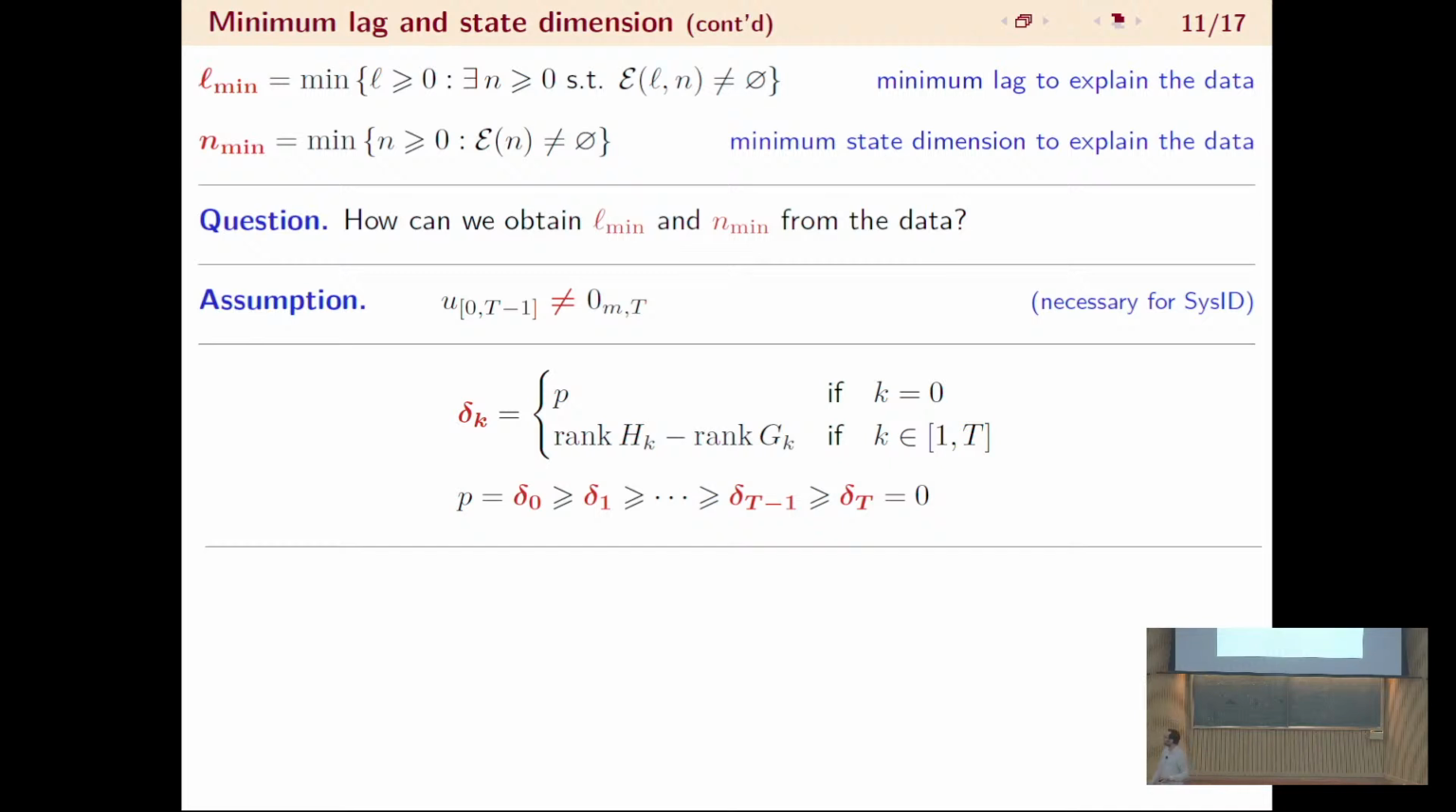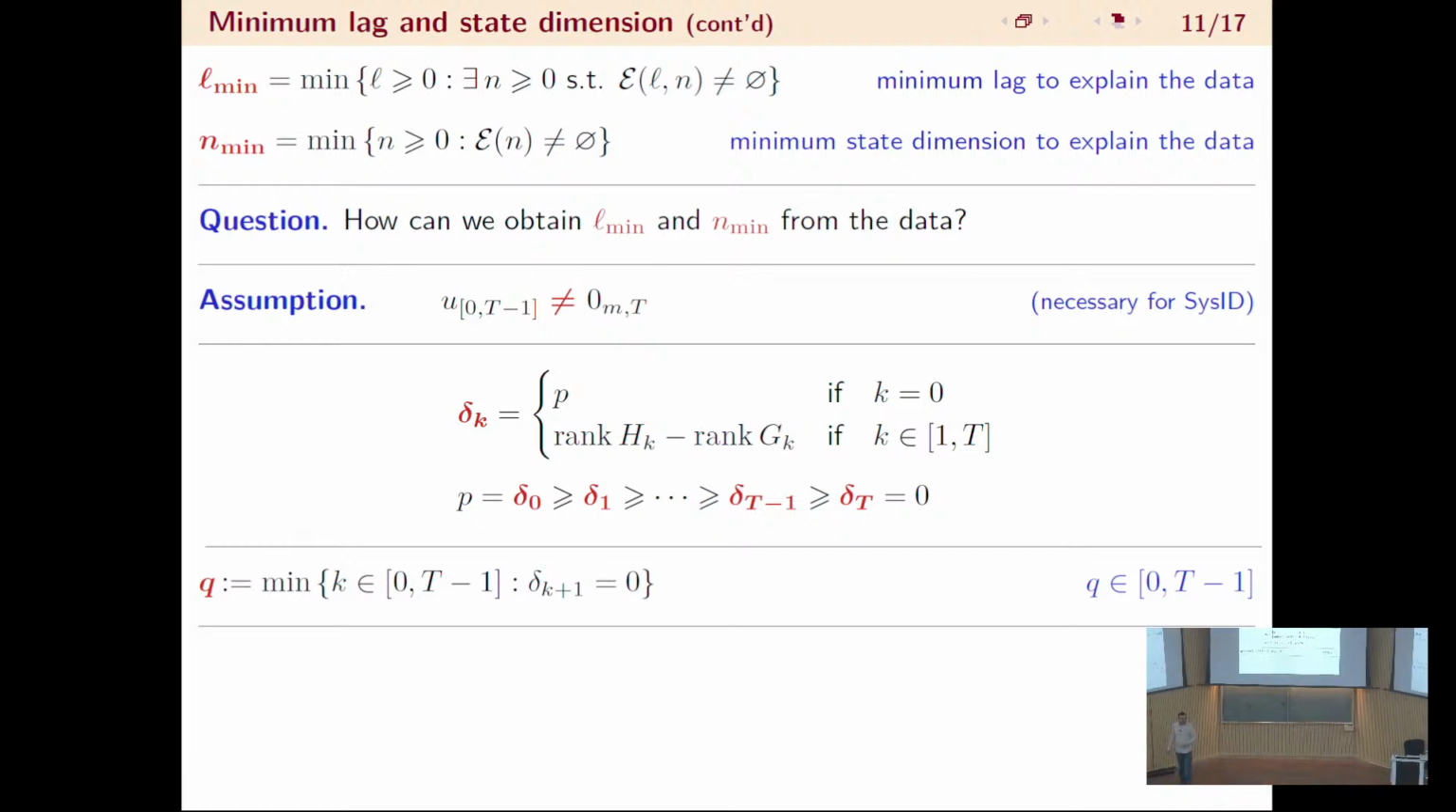Okay? Now I define q to be the smallest integer k such that delta k plus 1 is 0. Because this guy being 0 means that there might be some other guys that are 0. I find the smallest k such that delta k plus 1 is 0. That's a well-defined integer which I can compute from the data. First, I can form H and G matrices. Then I look at these rank differences and find out q. Agree? It's just based on the data I can find out.